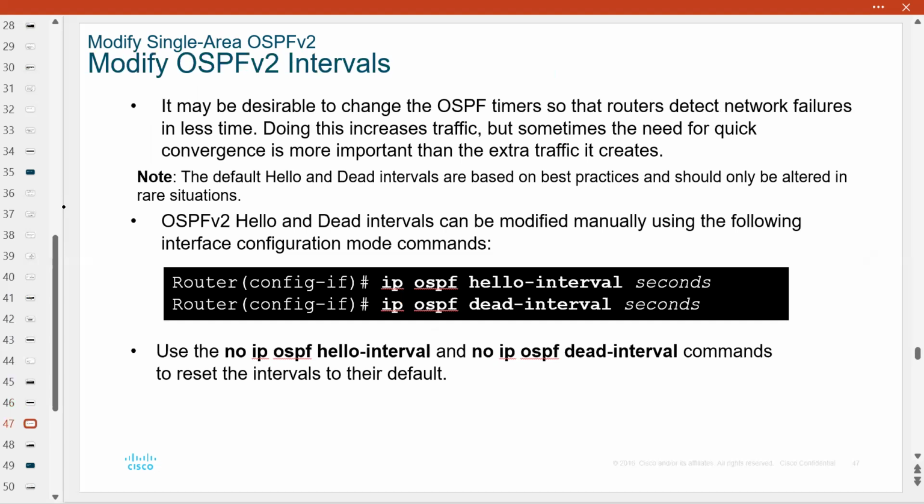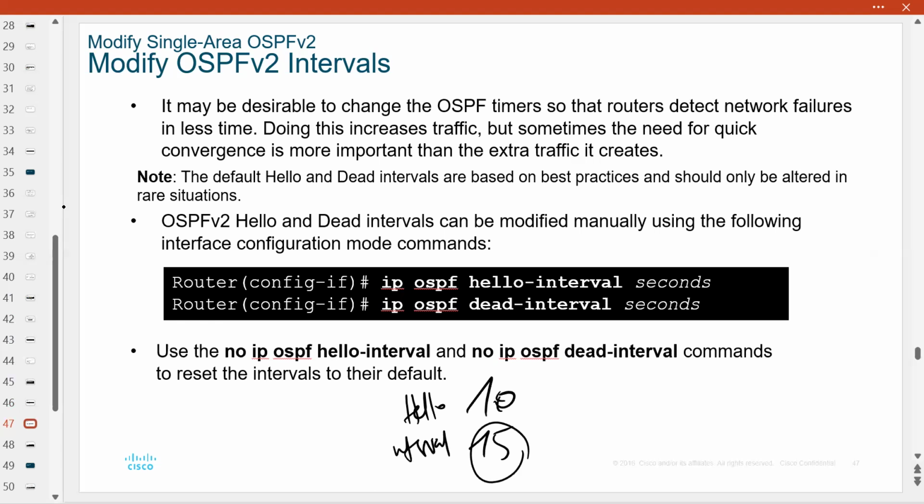Modifying OSPF intervals. If the intervals are made less, it means the routers detect network failures in less time. I've talked about that. This increases the traffic, but it helps with faster convergence. So the default being 10, this is the value that we have. Others may choose to have the hello interval at 15.